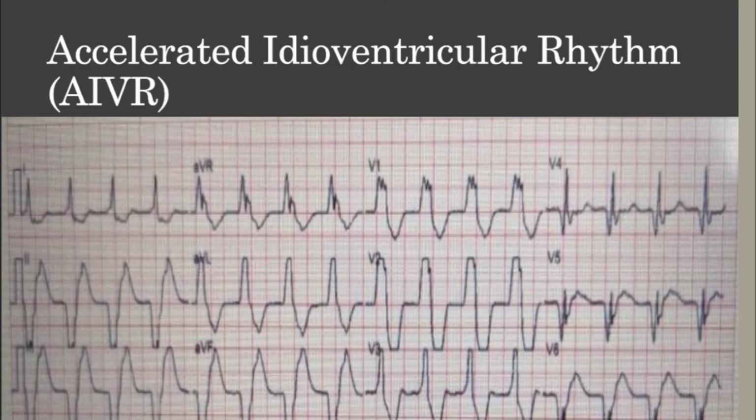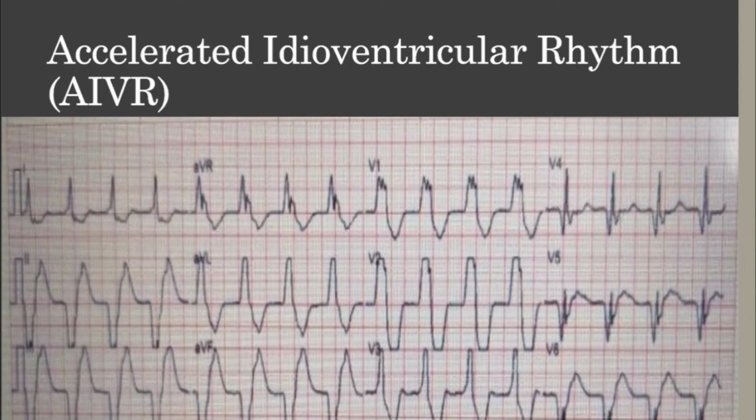Some ECG manifestations of AIVR include a wide complex rhythm with no P waves preceding every QRS. So scrutinize V1 for P waves, that's going to be your money lead, due to its position over the right atrium. And remember, the ventricular rate's usually between 40 to 120.